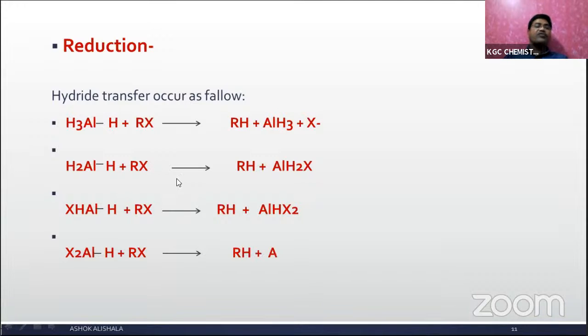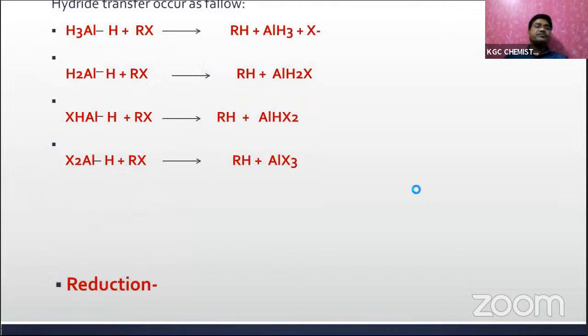And here finally what you have to remember, one lithium aluminum hydride molecule can reduce 3 molecules of alkyl halide. So 4 molecules of alkyl halide convert into the alkane. This point you have to remember.